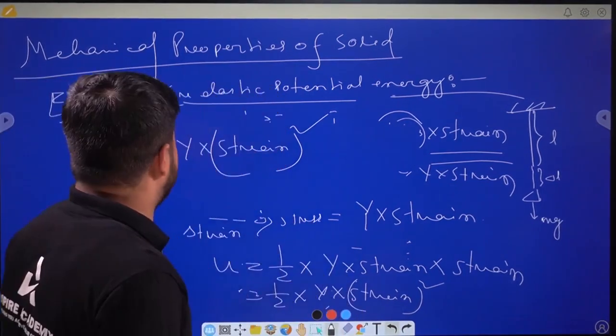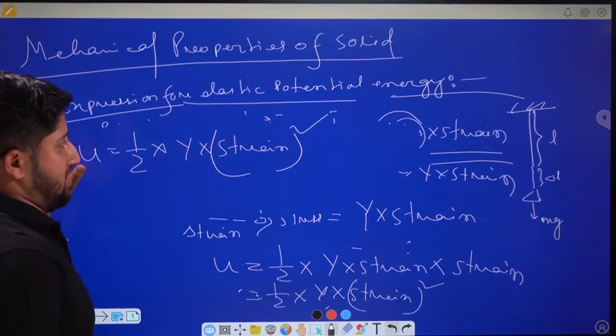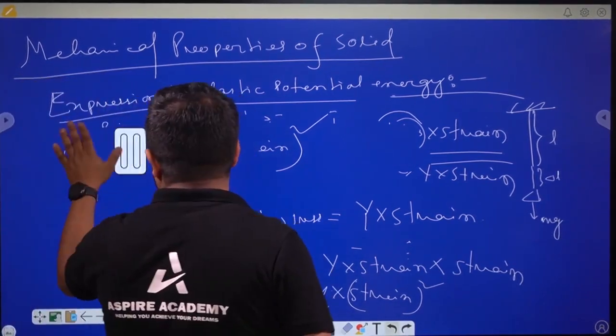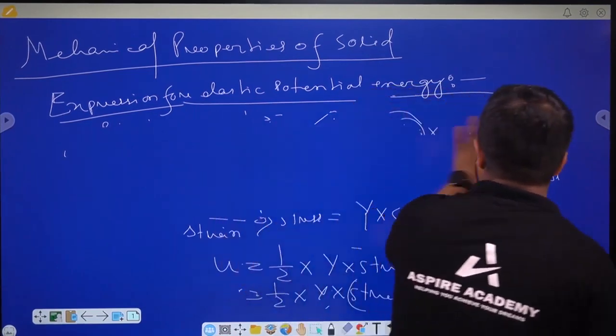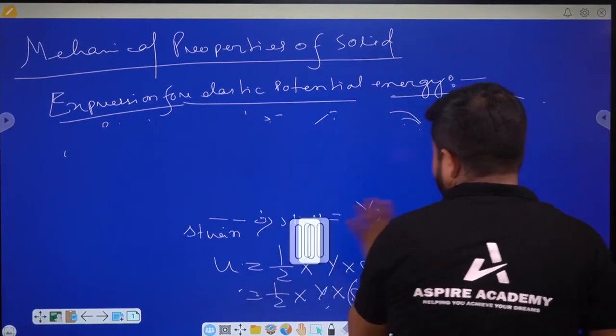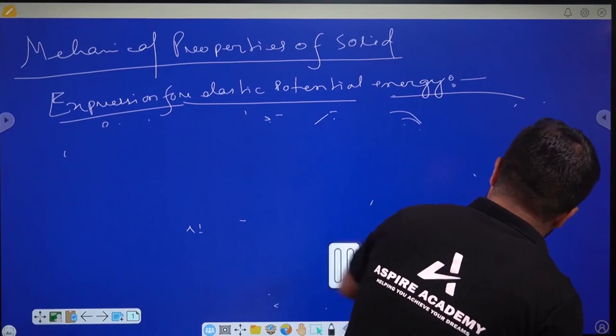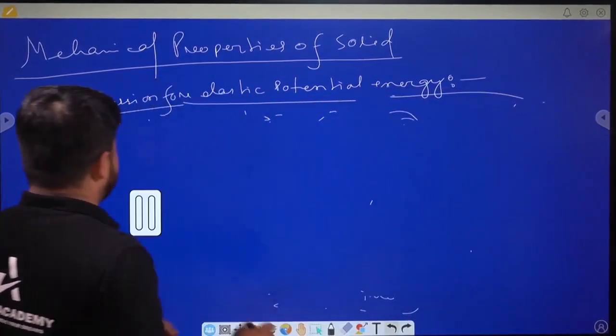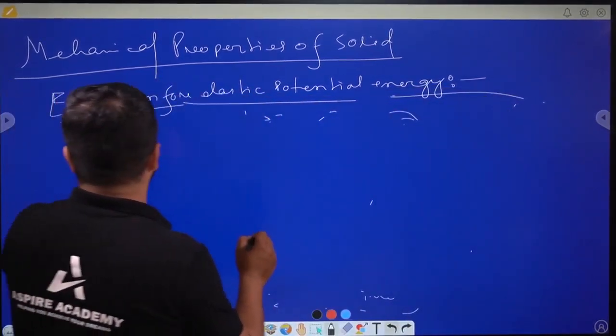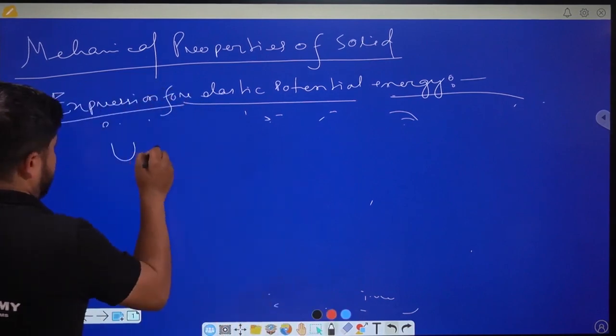So this is about the expression for elastic potential energy. Now I will repeat again. What are the three formulas that arose here? The three formulas are expressed in this way. First of all, what is elastic potential energy? Elastic potential energy is what? Capital U is equal to what?